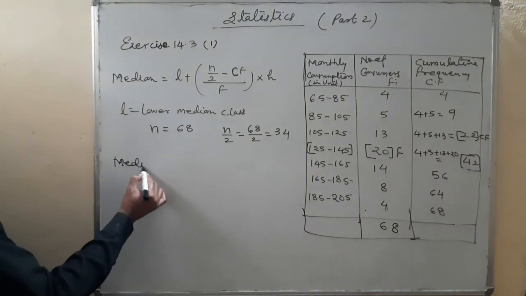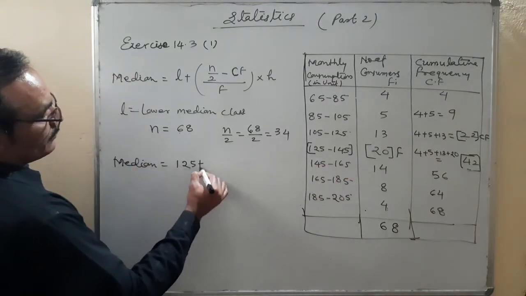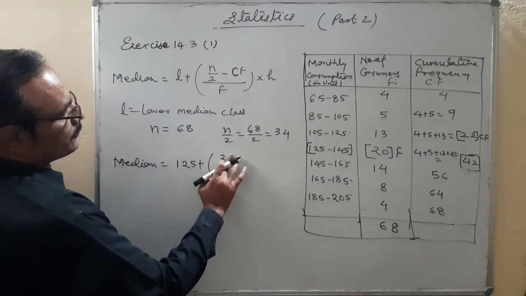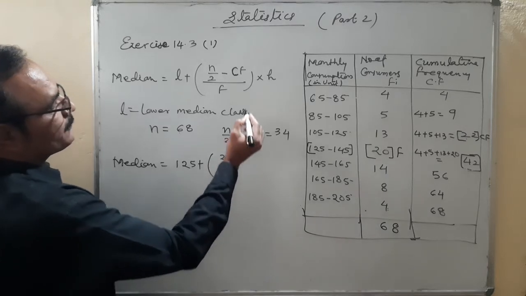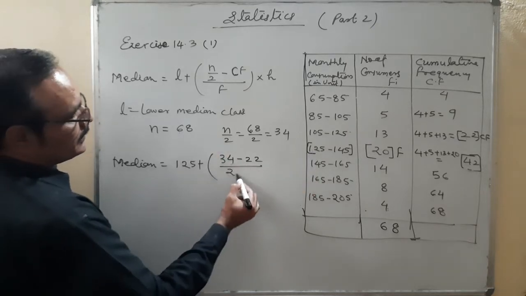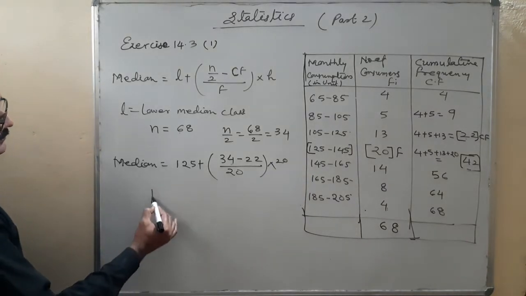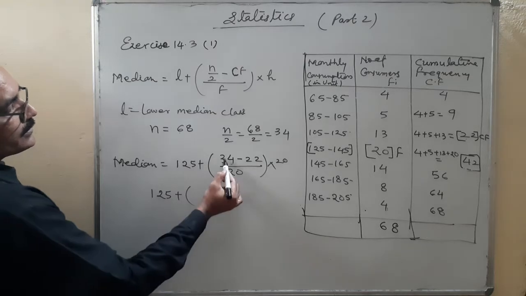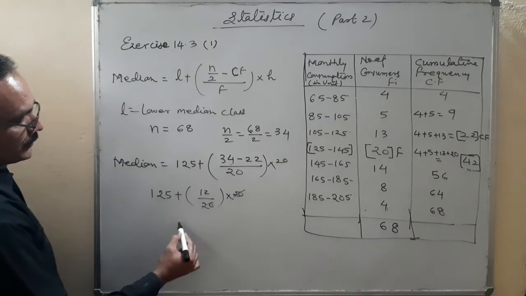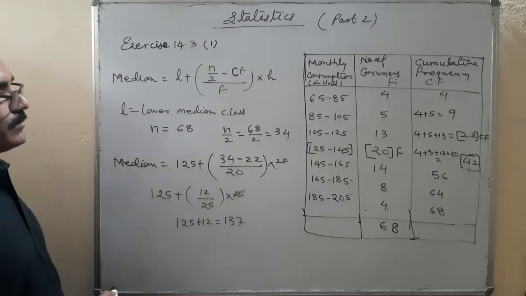Median is equal to l, what is l? 125, plus n by 2, 34, minus CF. CF is 22, upon F, frequency 20, multiplied by h, class width, 20. Okay. 125 plus 34 minus 22, it is 12 upon 20 multiplied by 20. 20 cancels. 125 plus 12, 137. 137 will be the median.